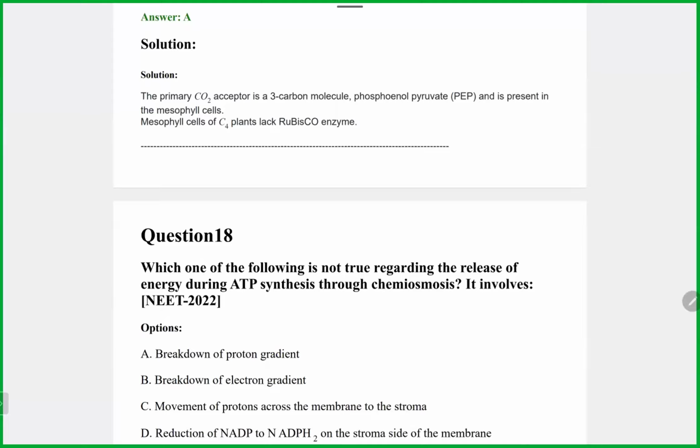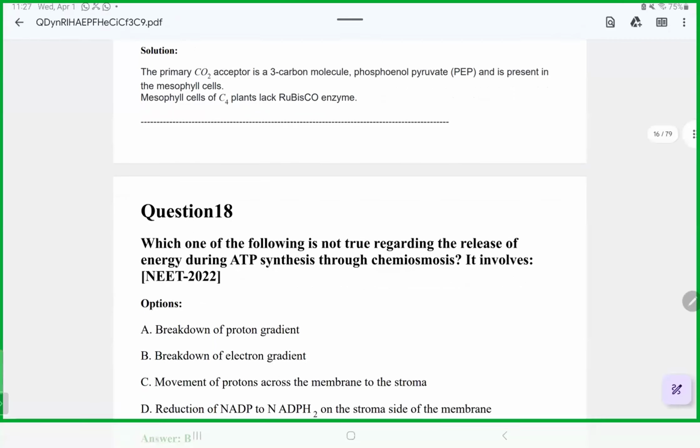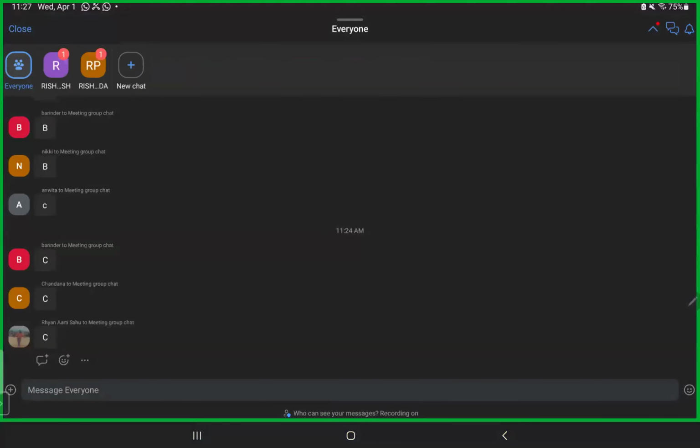Yes, sir. Correct. NADPH on the stromal side is correct. Proton movement across the membrane to stroma is correct. Proton gradient happening is correct. So A is correct. C is also correct. D also correct. So maybe option B. Yes, B is wrong because if it is a breakdown of proton gradient, how can it be an electron gradient? Answer will be B. Let's see how many people wrote.